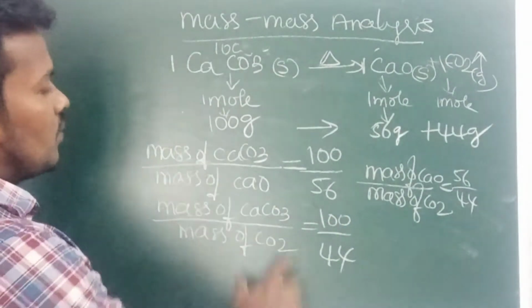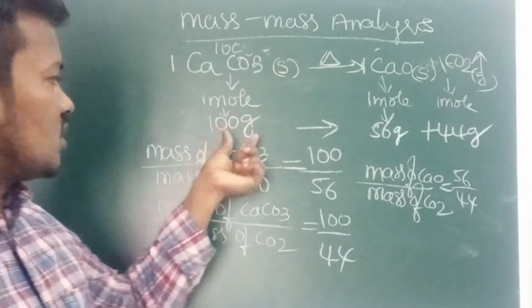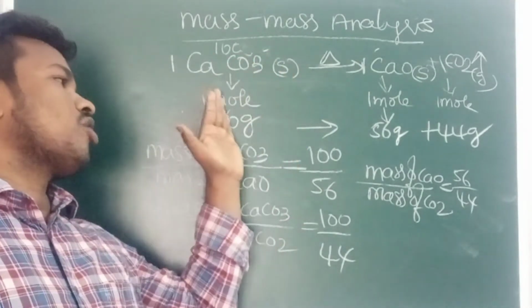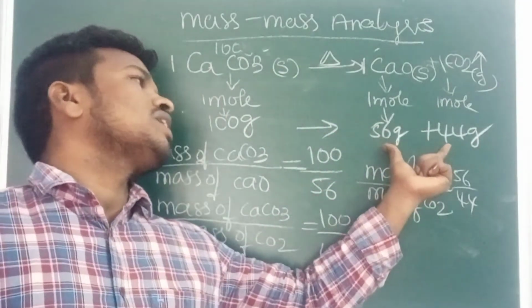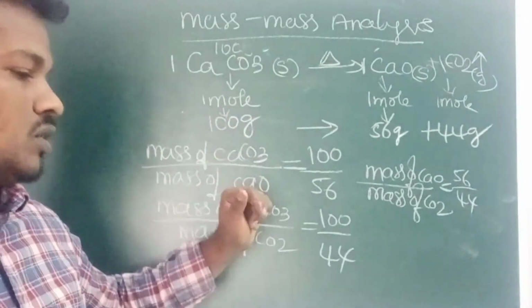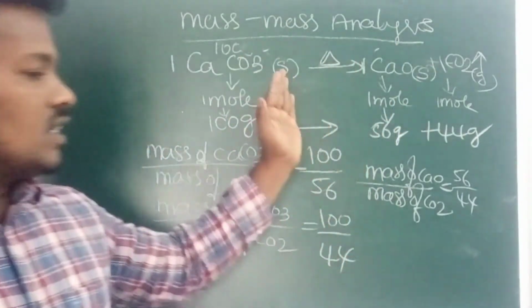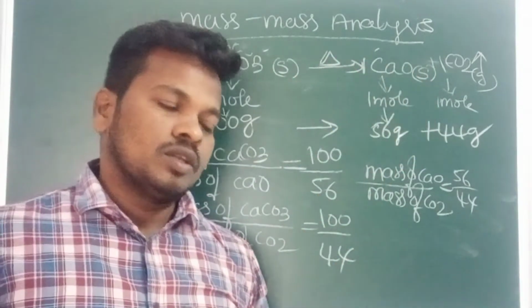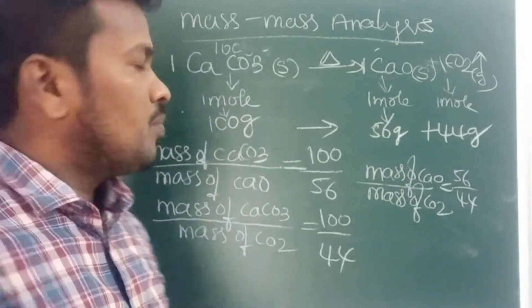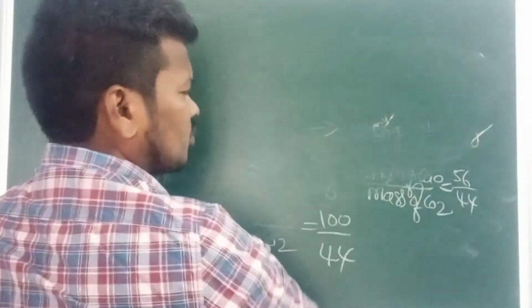Nothing but what? Total mass of the reactant, you can see, is 100 grams. Total mass of the reactant is equal to the total mass of the product: 56 plus 44 is equal to 100 grams. It is following the conservation of mass and the conservation of atoms. Okay, we can see another example in mass analysis. After that we will discuss mass-volume analysis.